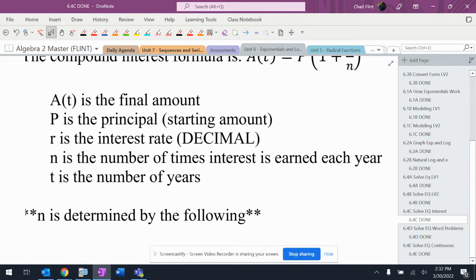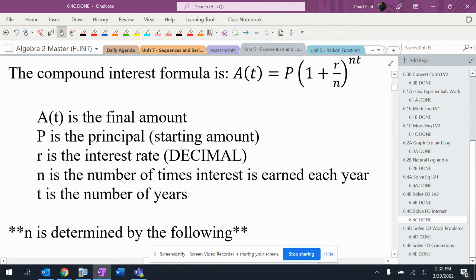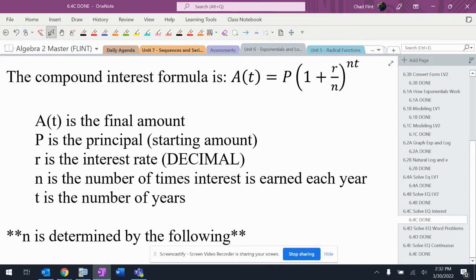My OneNote's being a little slow today. A of t is the final amount, so it's how much you would have at the end of whatever your investment is. P is the principal or the starting amount. All right, the principal or the starting amount that we would have and put into our investment or into the bank account. r is an interest rate, could be a rate of return, could be a different rate, something to do with earning interest on our money.